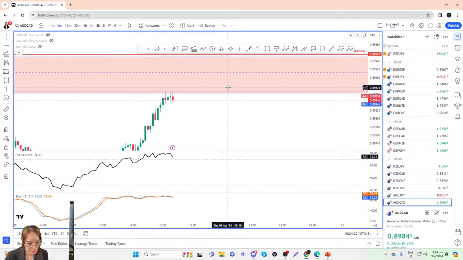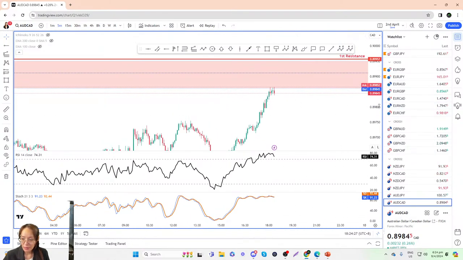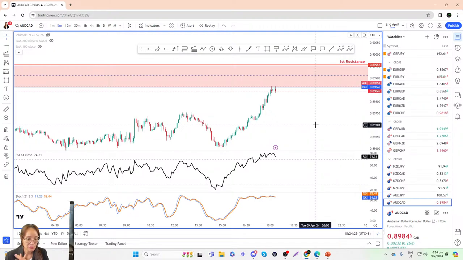It means happy in Arabic. Okay, good. Yeah, trading needs to be happy. Okay, you cannot trade with stress.